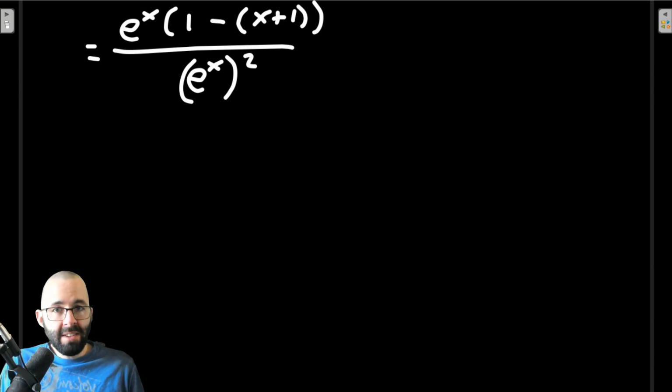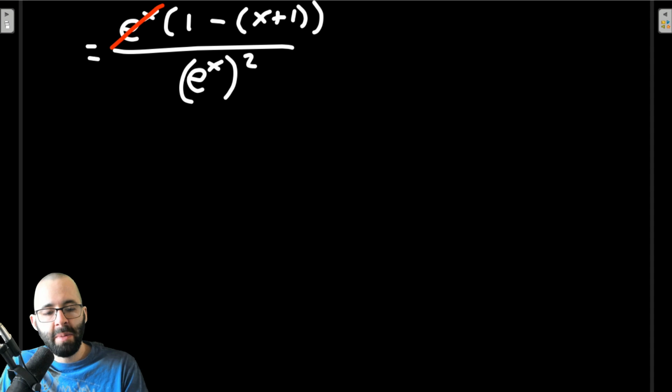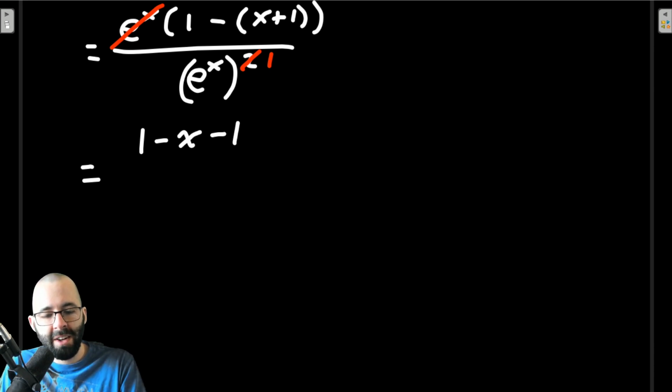Now, you can't cancel unless things are factored. All right, we have one factor of e to the x up here, and we have 2 factors of e to the x in the bottom. So they'll cancel like so. Now our numerator is kind of funny. It's 1, distribute that negative, minus x, minus 1. All that's left in the bottom is e to the positive x.